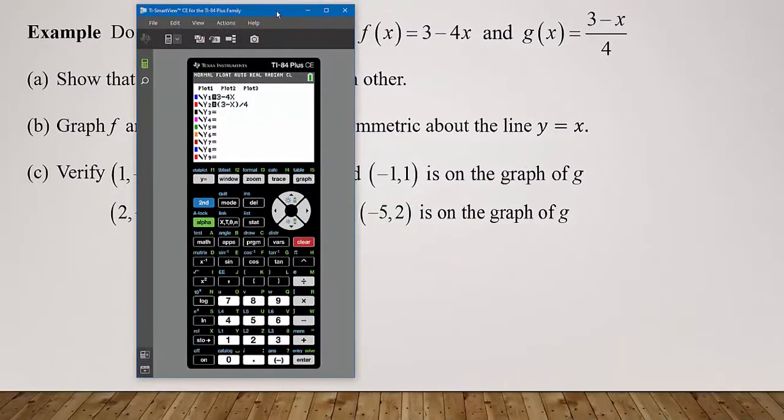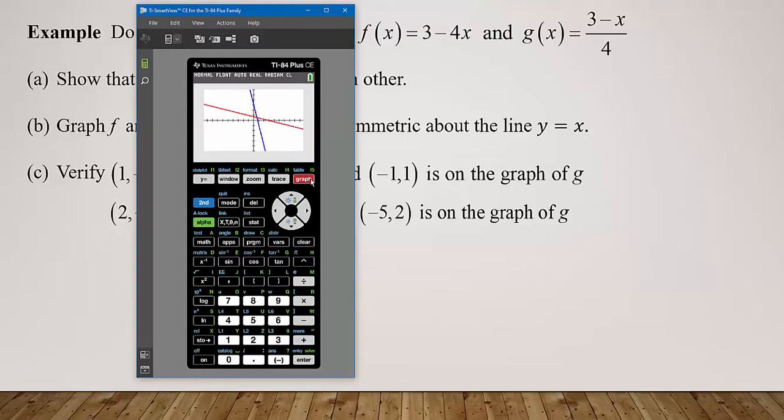All right, folks, I said I would do part B of the example here back at the slides because I can use my calculator very quickly. I've already put into y1 function f, 3 minus 4x, and in y sub 2 I've put function g, 3 minus x over 4. So let's go ahead and look at the graph. All right, so there are the graphs. The blue one is 3 minus 4x. The red graph is function g, 3 minus x over 4.